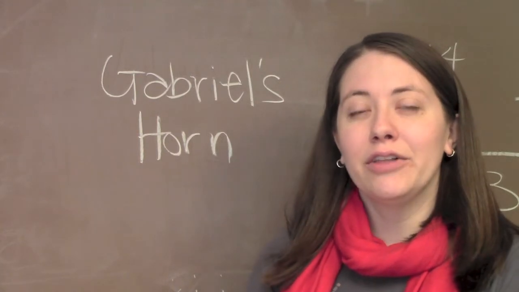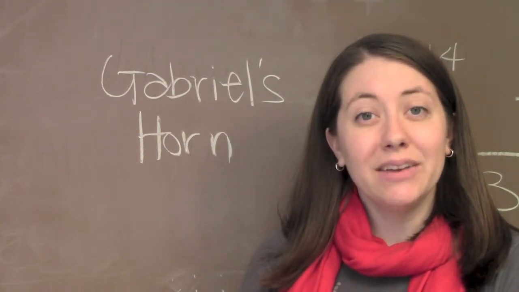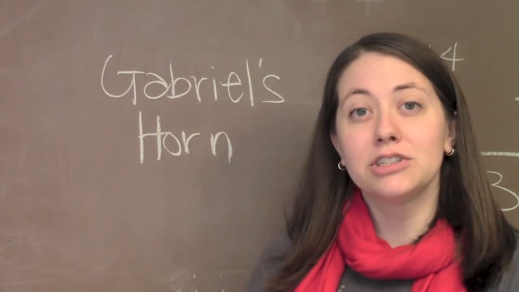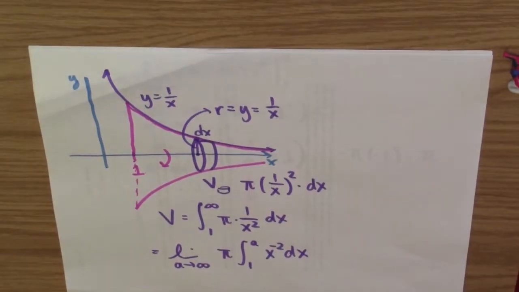It's an infinitely long object that has finite volume. But the story gets even crazier. Let's see if we can say anything about what the surface area of Gabriel's horn should be. Finally, let's calculate the surface area of Gabriel's horn.